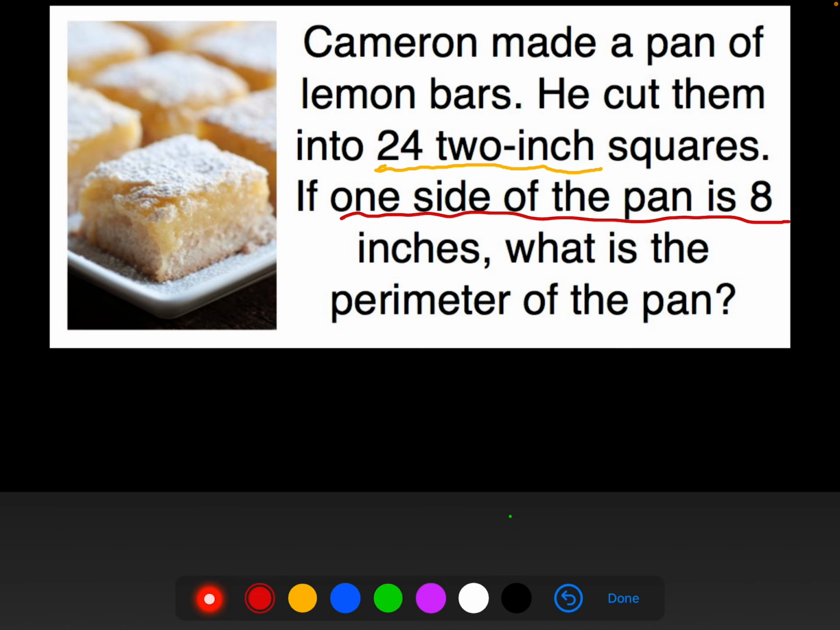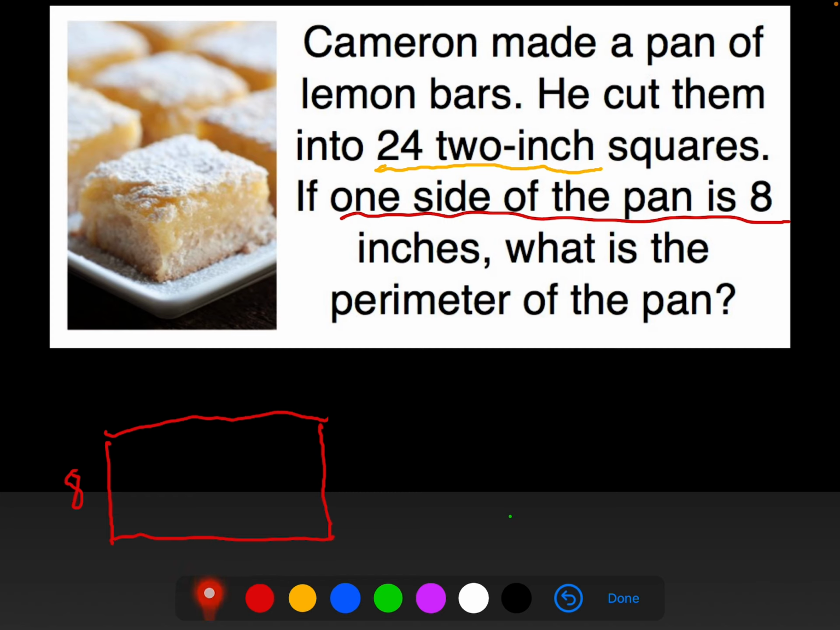Okay, let's go ahead and draw that. So we know we've got a pan. We know that one side is 8 inches. And perimeter, if you remember, is walking around it. But a pan, we're going to just assume that it's a square pan of some kind, because we know it's not round. So if this side is 8, we also know what this side is going to be as well. So it wants to know what the perimeter is.